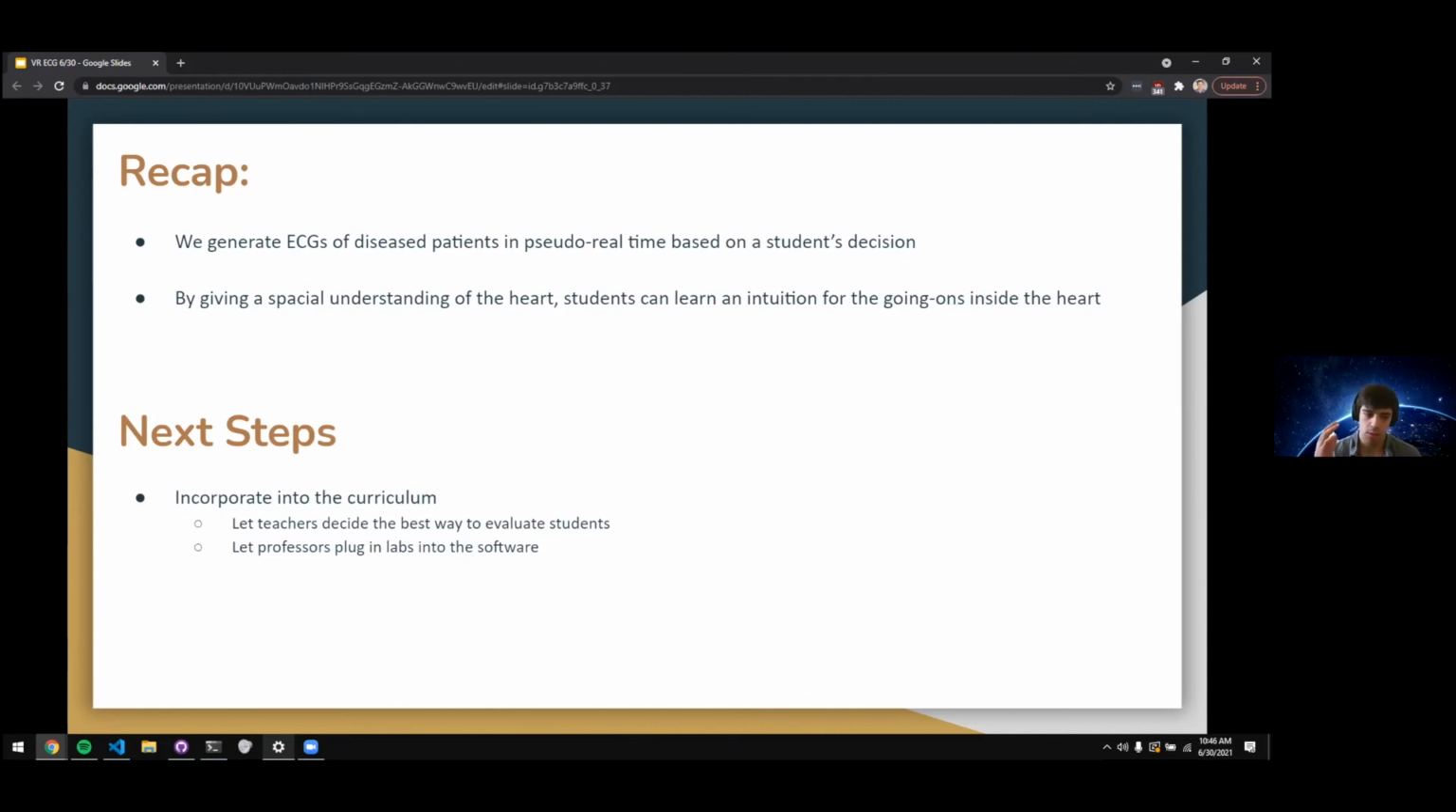And so that is kind of a sum up of what we've done over the past couple of months. We created a nice VR EKG machine, and we're prepared to hand it off to a class that should be ready to use it. Hopefully is ready to use it.